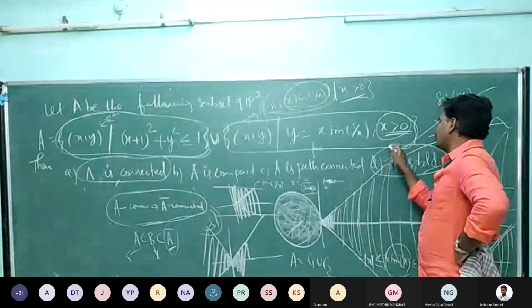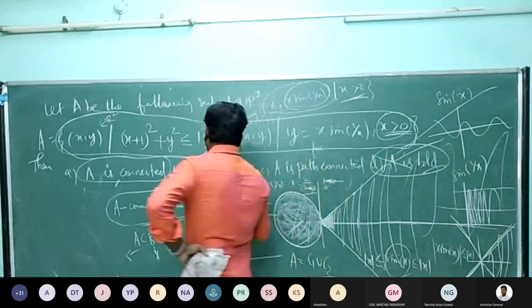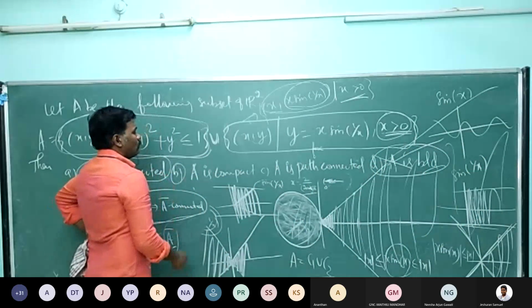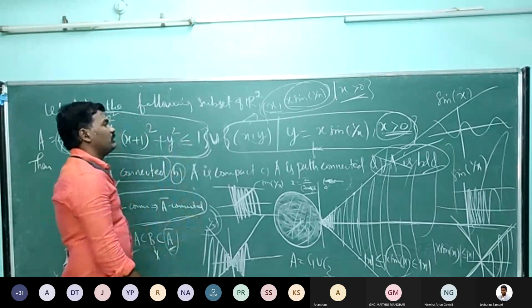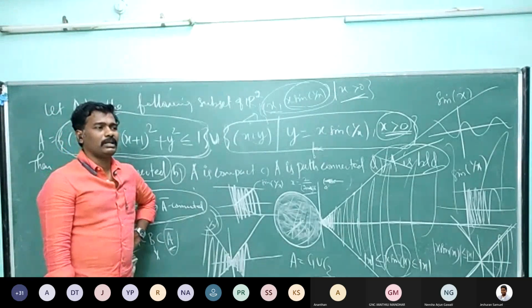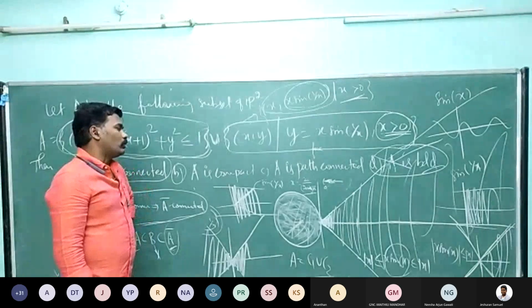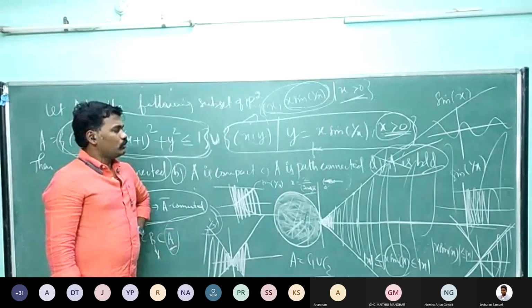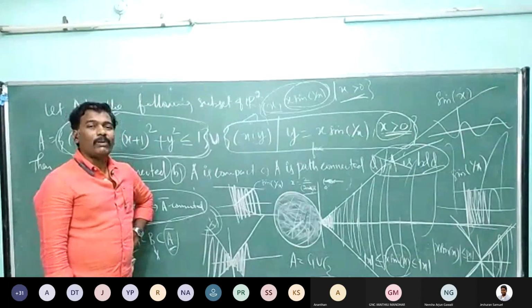So the given statement that A is bounded is wrong. Okay. So what about compact? Once it says compact, with nothing mentioned about any topology, you can always assume it is the usual topology. So according to the usual metric space, a subset is compact if and only if it is both closed and bounded.